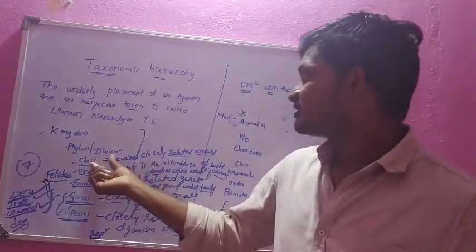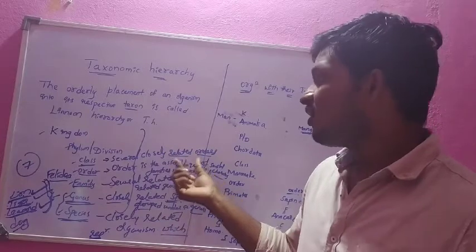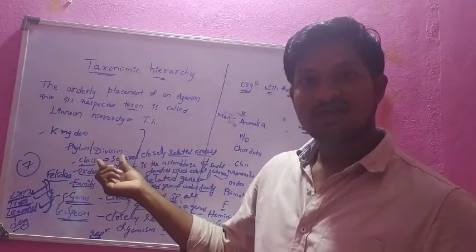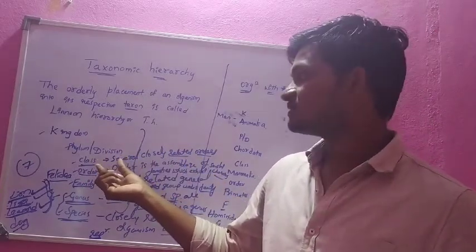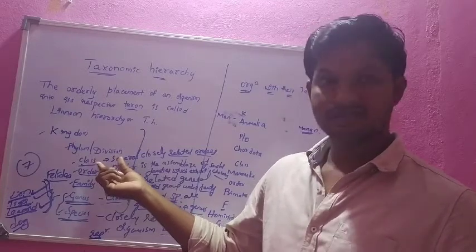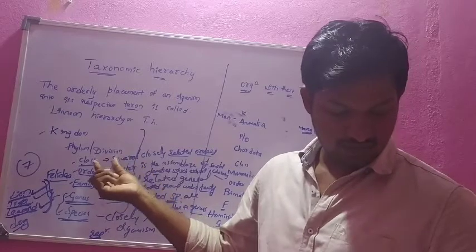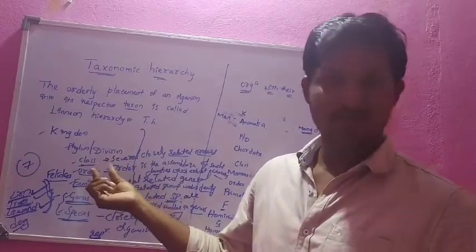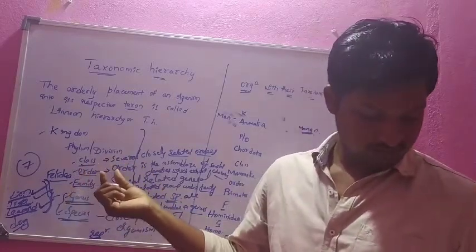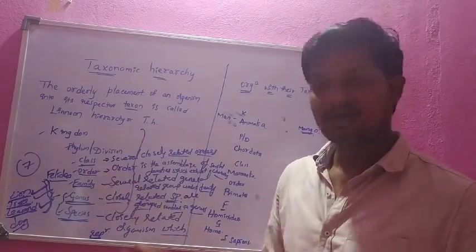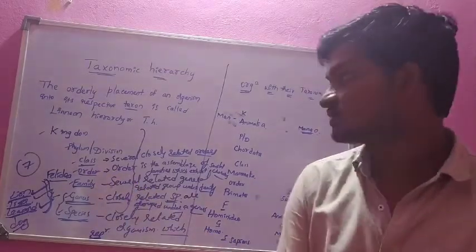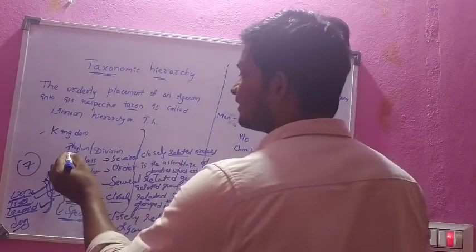That is about class. Several closely related orders are considered as a class. Man will come under the class Mammalia. A housefly is an insect, so it will come under the class Insecta. Last is phylum or division.